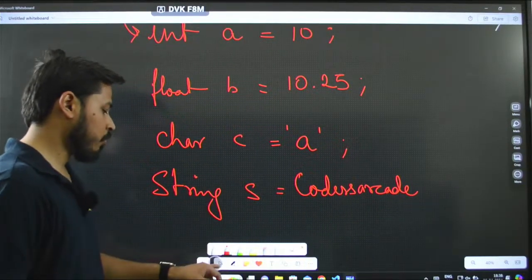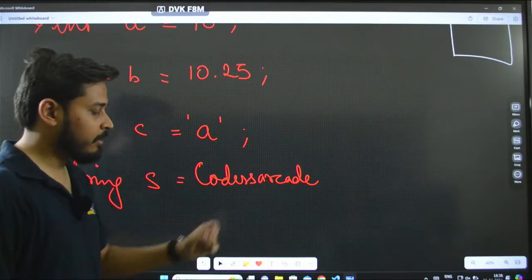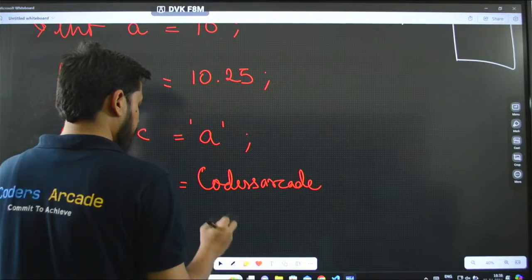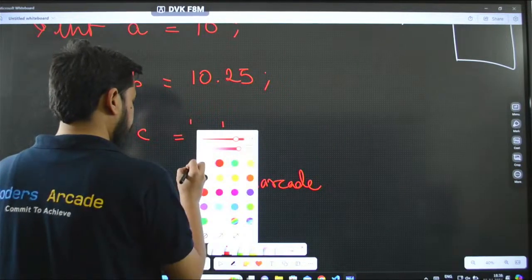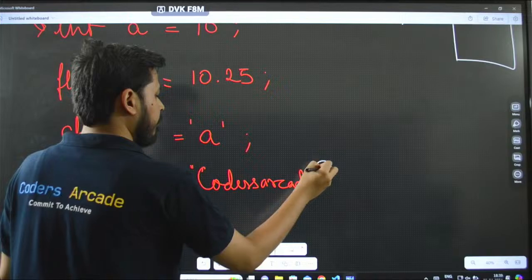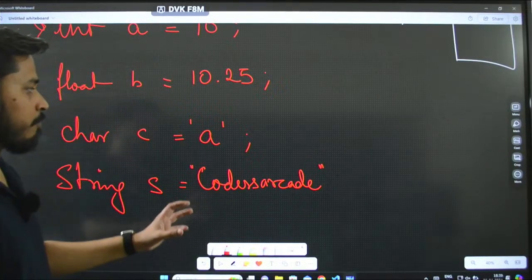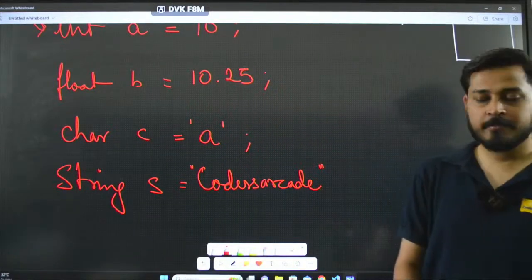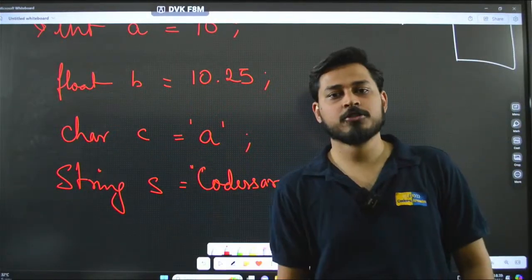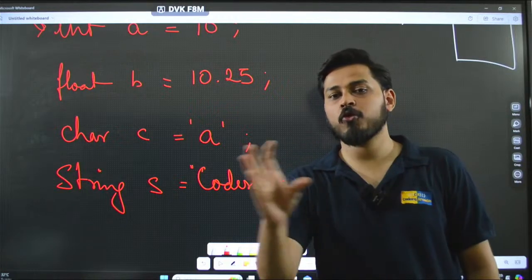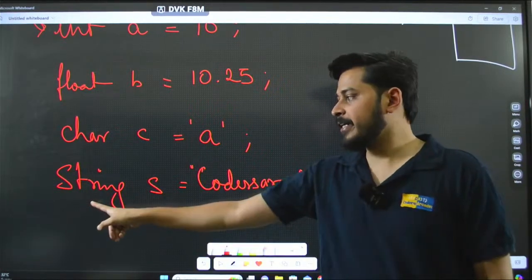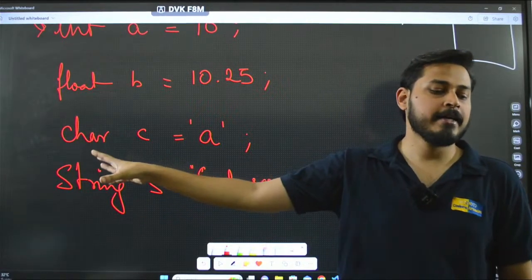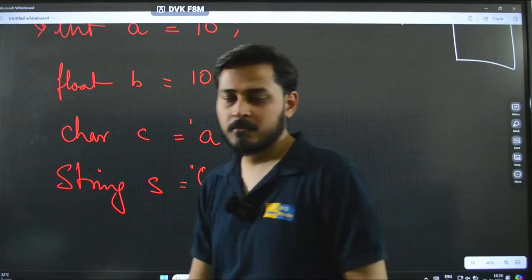Okay, I can say here Coders Arcade like this. But again, this is a word, and a word can only be held inside double quotes. Okay, so this is the difference. Char is one single letter or alphabet in English, while a string is a whole word in English. So if you want to hold a whole word, you use the string data type. If you want to hold only a character, you use the char data type. You got it? This is how it is done.